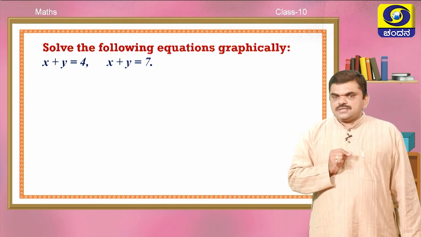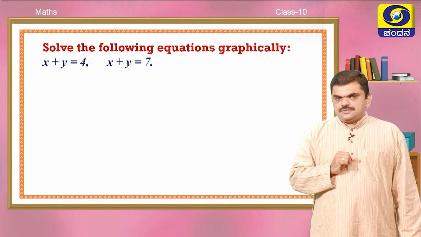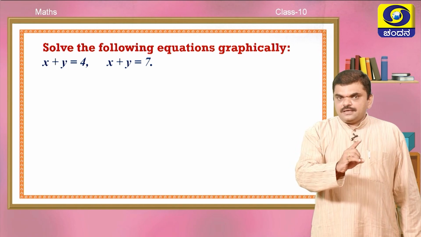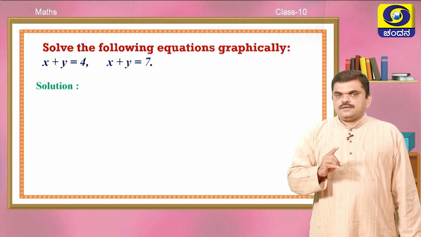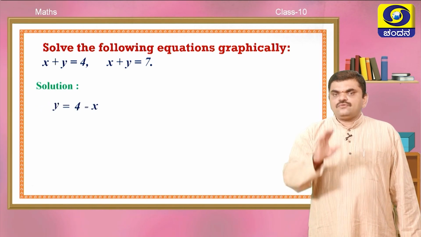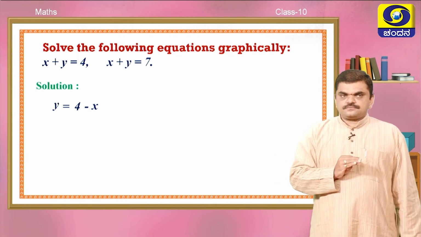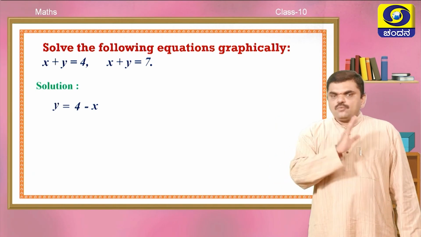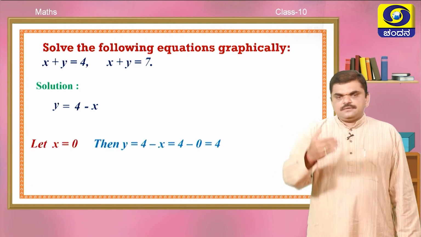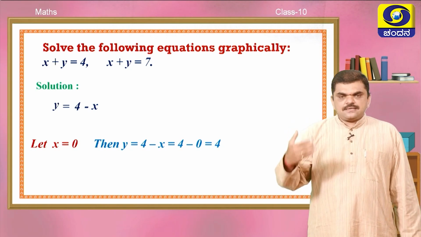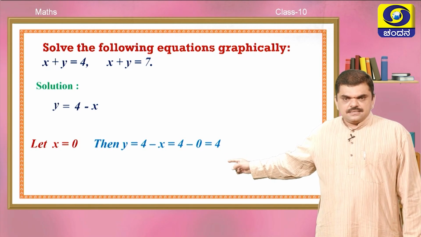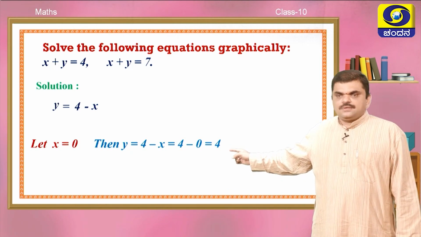What is the first procedure? Take the first equation, make y the subject. What does y become here? y is equal to 4 minus x. We have to substitute for the value of y. So, y is equal to 4 minus x here. Again, the same procedure, let us take x is equal to 0, then what does y become? y is equal to 4 minus x, that is 4 minus 0, that is 4.